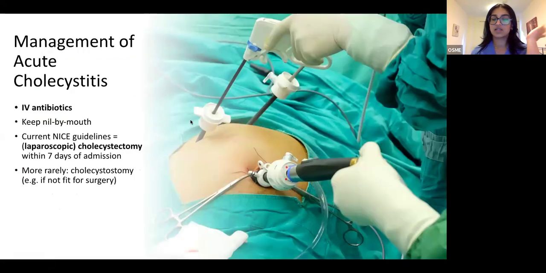Okay, the management is different to biliary colic. So infection, you'd give IV antibiotics, fluids, analgesia, keep them nil by mouth in preparation for surgery. And current NICE guidelines state that they should have a lap chole within 7 days of admission to get the gallbladder out.